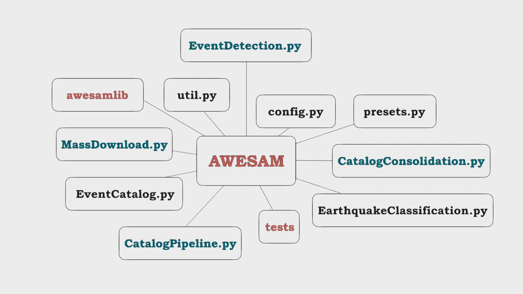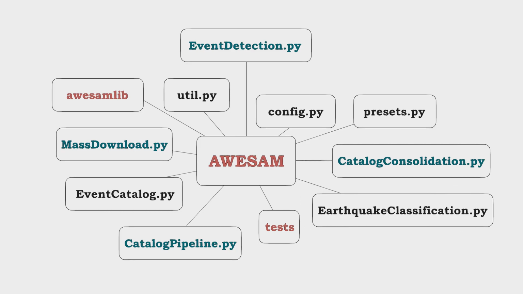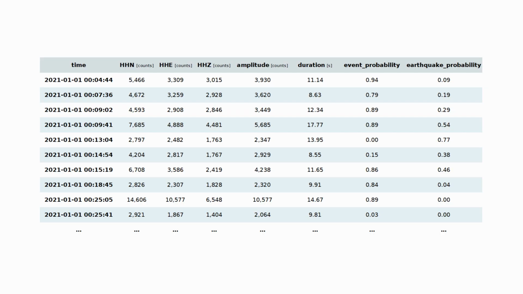There are also two optional steps. Firstly, catalog consolidation. This allows the comparison of catalogs from two stations. In this way, non-volcanic disturbances are identified. Secondly, earthquake classification can be performed too. This, for example, is the final catalog for Stromboli in Italy, generated by AWESAM.